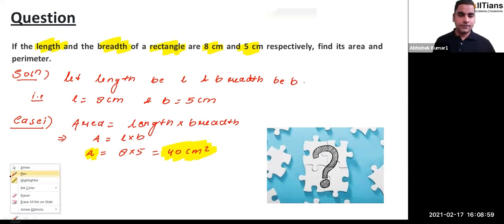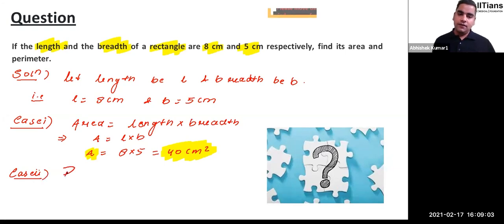Okay. Then we have case 2, in which we have to calculate perimeter. We all know what is perimeter of a rectangle. Perimeter of a rectangle is given by 2 into (length plus breadth). Okay, that's what the perimeter is.